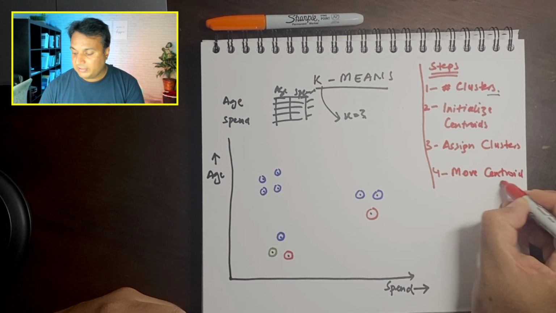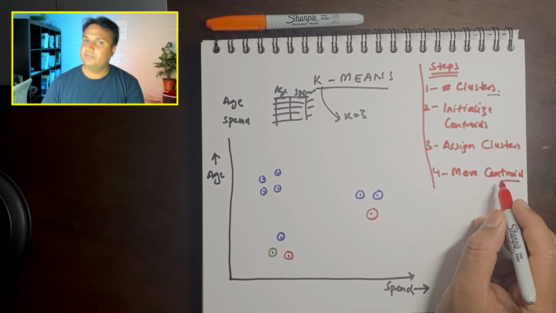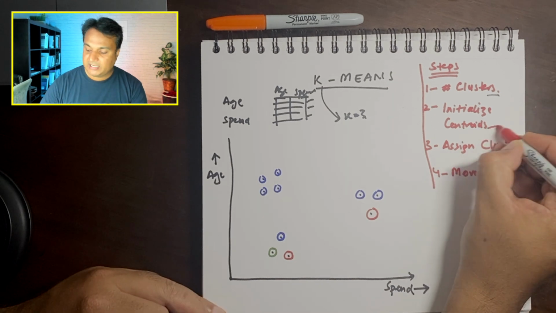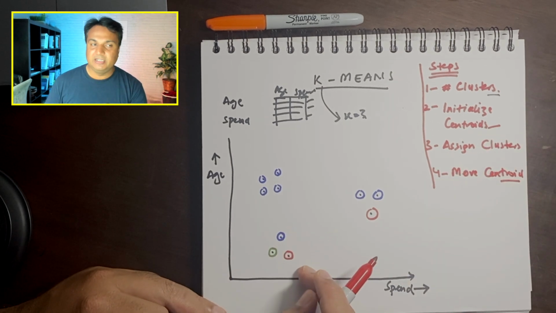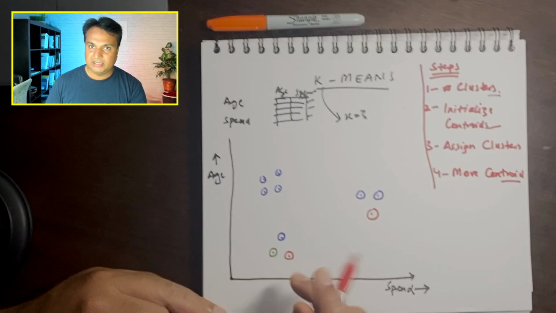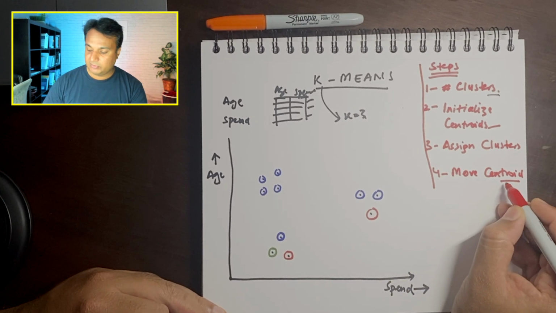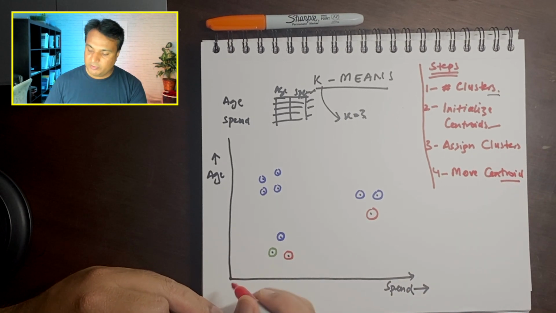Now what is the centroid? Centroid is the central point for each of the clusters. When we initialize the centroids, we just pick random 3 numbers and initialize them there. But now it's time for them to move. How would we move them?